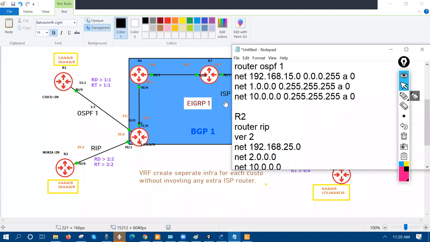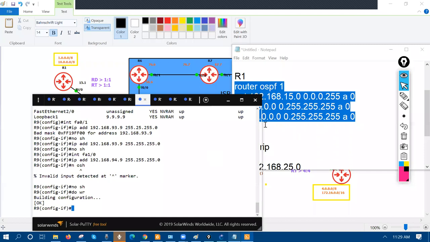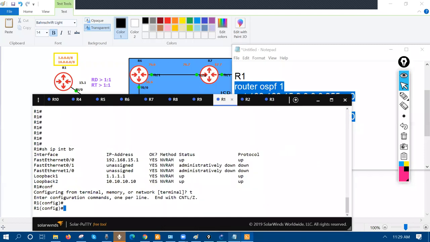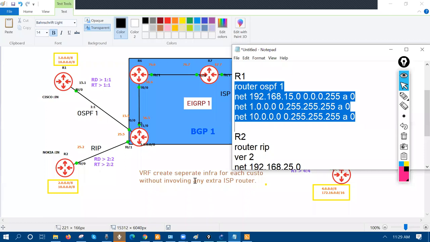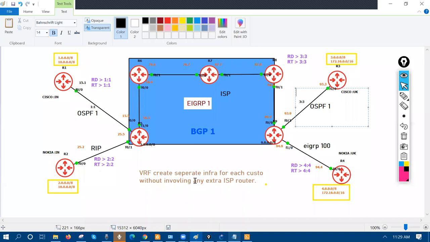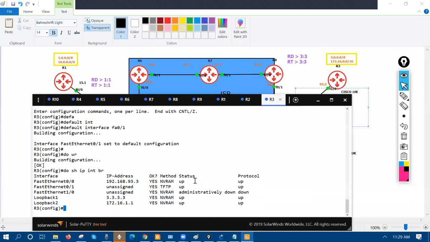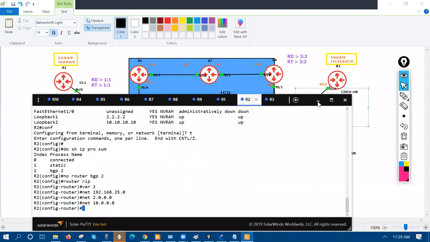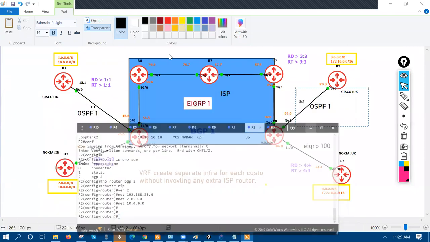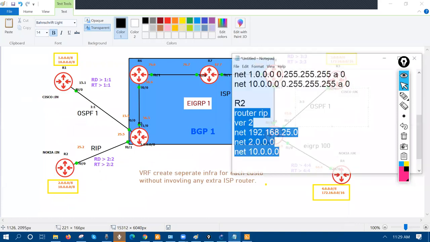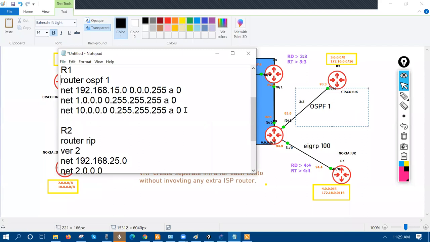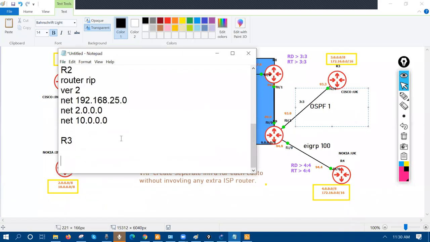R1, done. Customer, done. R2, done. R2 has done. Next customer is what? R3. R3 configuration will be what? Same way, OSPF is running. I'm just copying the OSPF from here. I just need to change this network.